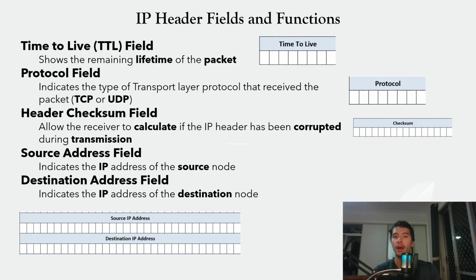On to the next part. All right, so to finish this off, we've got the IP header fields and functions. Time to live shows the remaining life of a packet. You've got the protocol field, which says if it's TCP or UDP. We'll go through the details on that one later. That's not relevant right now. You've got the header checksum field, which tells you if the file or information has been corrupted during transmission. The source address field, and then the destination. So that's an IP address right there. So the source is going to be if the computer's sending it. The destination is where it wants to go.